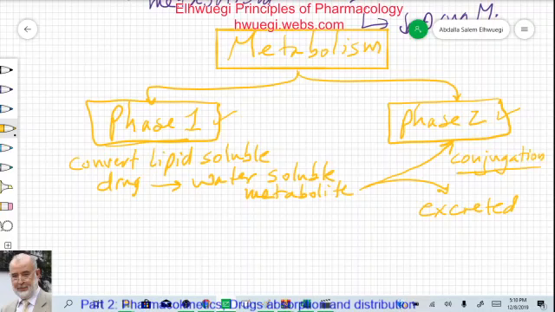So most drugs that are exposed to phase 1, if they are lipid soluble, are converted to more water soluble metabolite. This water soluble metabolite will be either excreted through different excretory routes, or it will be conjugated with different conjugation, as we will see later.